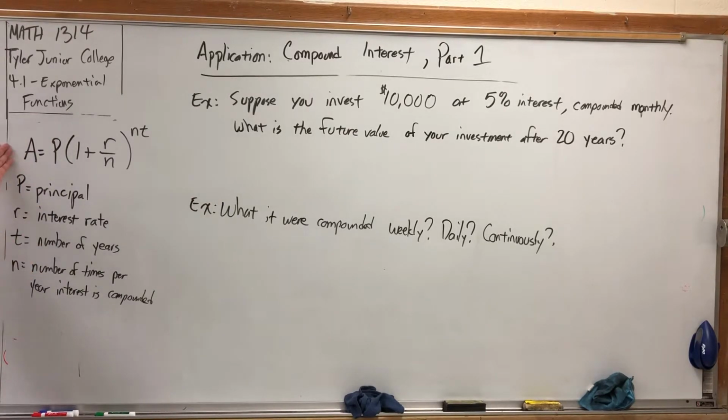The formula for compound interest is usually written this way. A equals P times the quantity 1 plus r over n, all to the nt power, where P is the principal, how much you invest at the beginning, which in this case is 10,000. r is the interest rate, which is 5%, but we'll have to write it as a decimal. t is the number of years, which in this case is 20. But the one that some people have trouble wrapping their mind around is the n, which is the number of times per year interest is compounded.